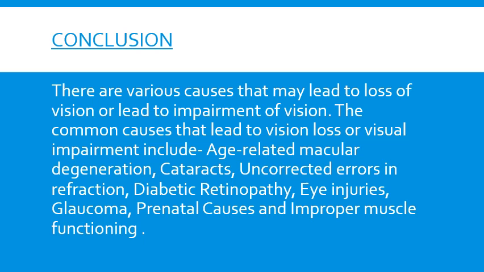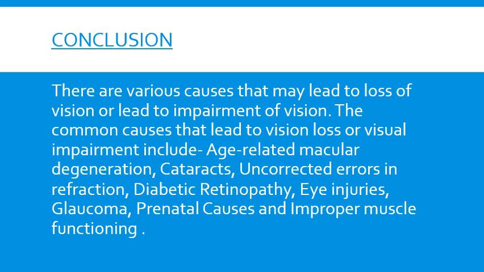So, by now we have learned the various causes that lead to the loss of vision. We can conclude that most of the causes of vision impairment are related to age, diseases like cataracts, uncorrected errors in refraction, diabetic retinopathy, eye injuries, glaucoma, prenatal causes, and improper muscle functioning.